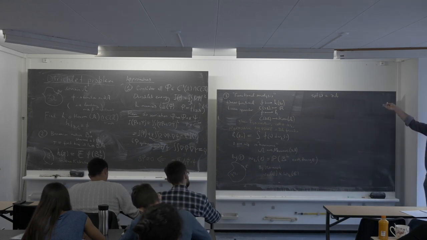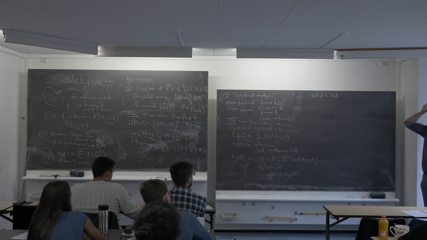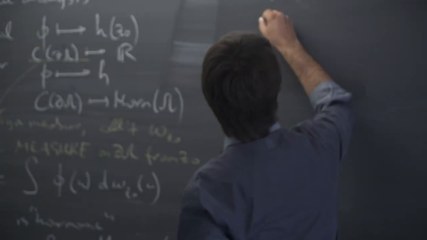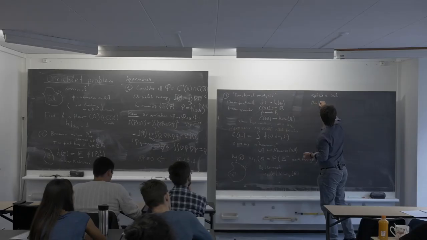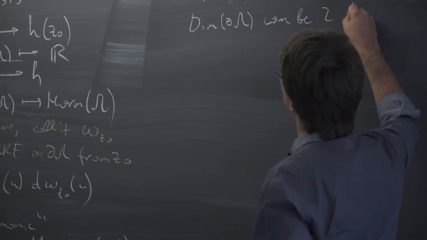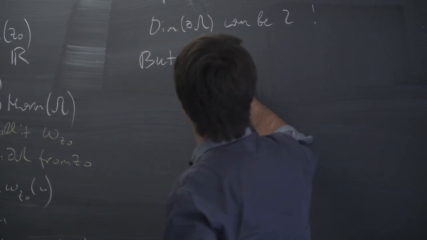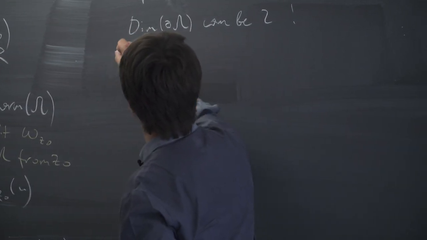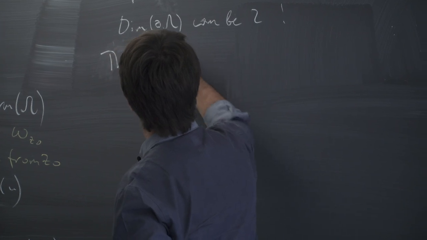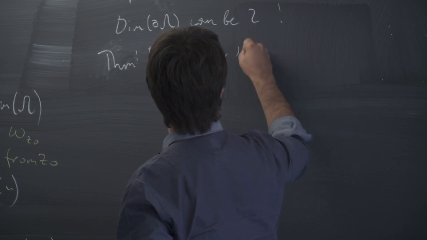So if you have a domain, its boundary can have any dimension. It can be von Koch snowflake, so dimension of boundary of omega can be two even. So the dimension of d omega can be two, even positive area. But there is a theorem by Nick Makarov. So it's fairly recent.